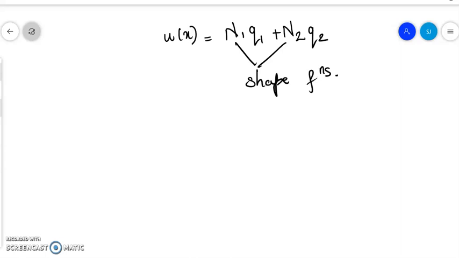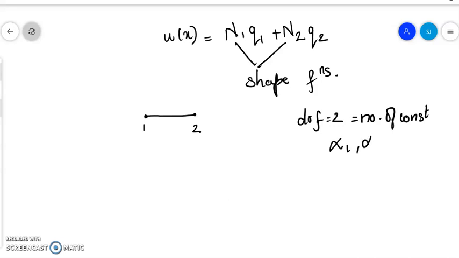Okay, now let us use generalized coordinates. In this approach, polynomials with a number of constants equal to the nodal degrees of freedom are selected. So if we take one bar element, two nodes are there. This is a one dimensional element, so the degree of freedom will be 2. The number of constants should also be equal to the degree of freedom. The generalized coordinates are denoted by alpha 1 and alpha 2.